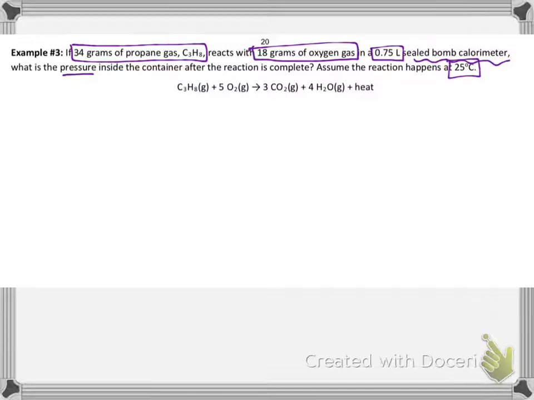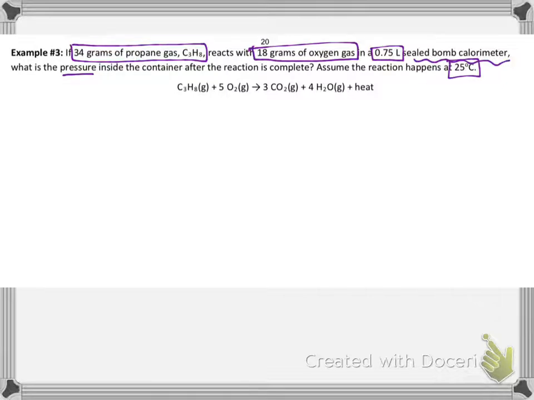Okay, before we can do anything else, we have to figure out what's limiting. You may or may not remember the quick trick, where you convert each of your given amount of reactants into moles, and then divide that by the coefficient. Whichever number is smaller, that's your limiting. So let's try it.